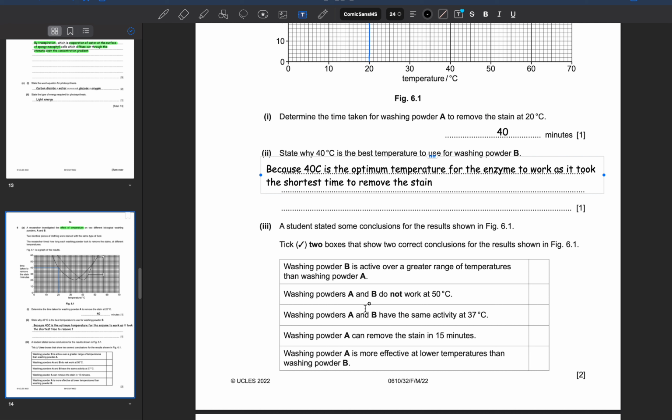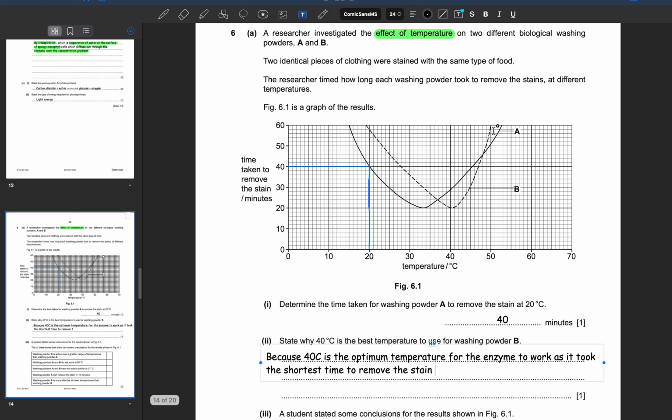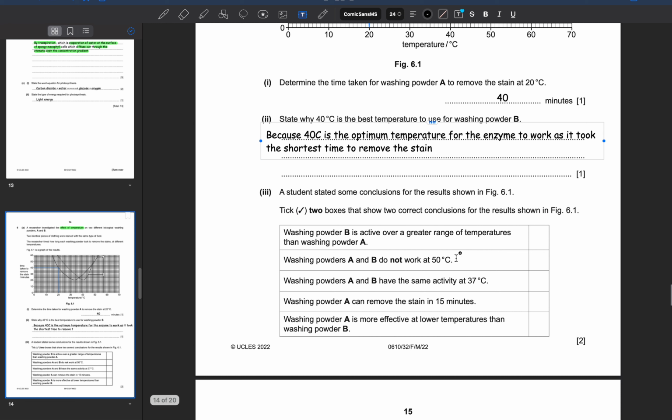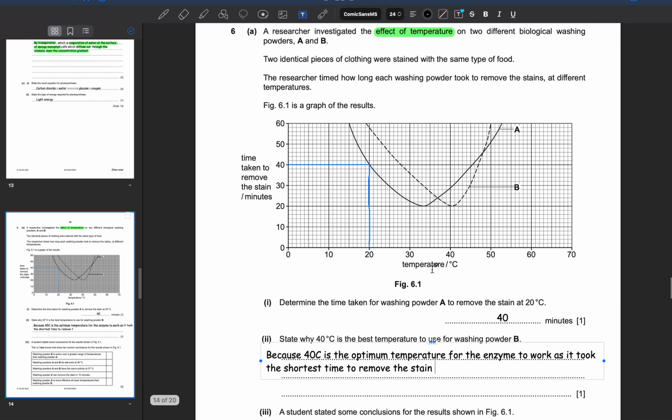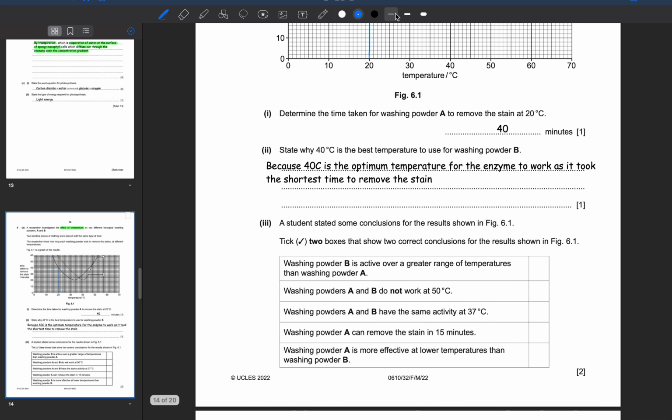No. The next one, washing powder A and B do not work at 50. Only B was not working at 50, but A was working. So it's wrong. The third one, washing powder A and B have the same activity at 37. At 37, I have the small box only with 1. So this is 35, 36, and 37. Yes, they have the same activity at 37, so this is a right answer.